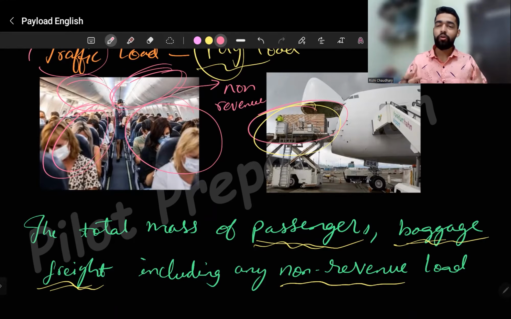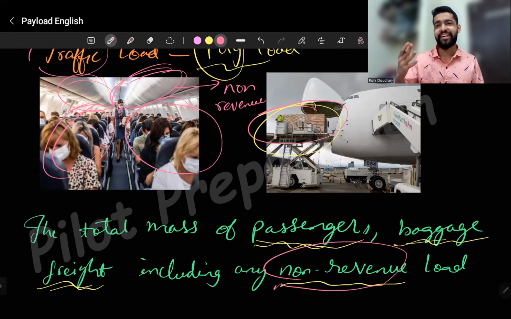Non-revenue load is the load which is carried by the passenger. So we are paying for our seats, right? We are paying for our load, but not actually. We are also paying for the baggage. But are we paying directly for our baggage? Until it is 14 kg, we are not directly paying for our baggage. So we can say, until 14 kg, it is non-revenue load.